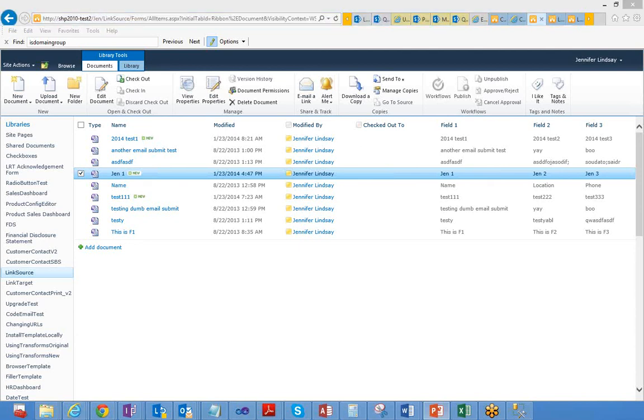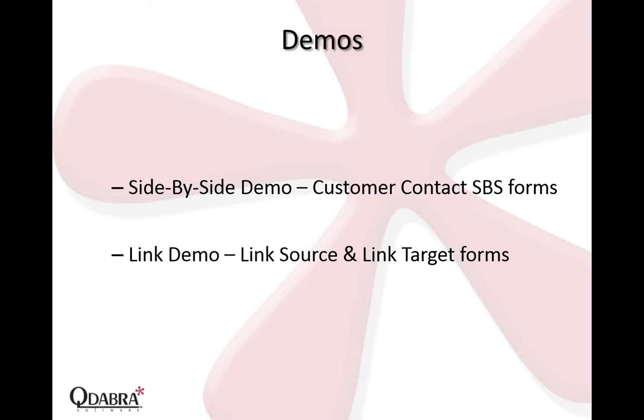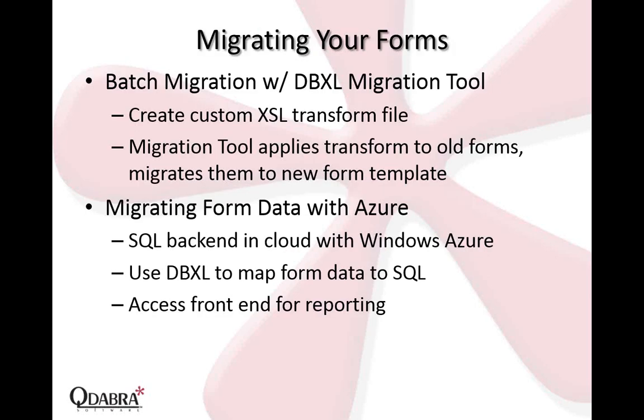Okay, so that is the side-by-side versioning demo and the migrating with link demo. Let's take a look at two of the other techniques that we mentioned at the beginning of this webinar. Both of these use our DBXL software product that you can read more about on our website, Qdabra.com. The first one we're going to look at is batch migration with the DBXL Migration Tool.